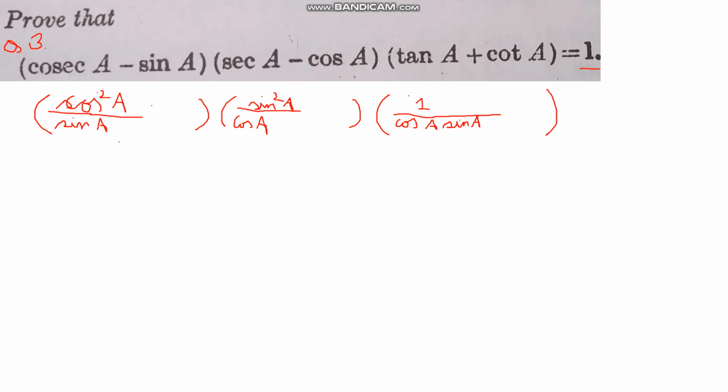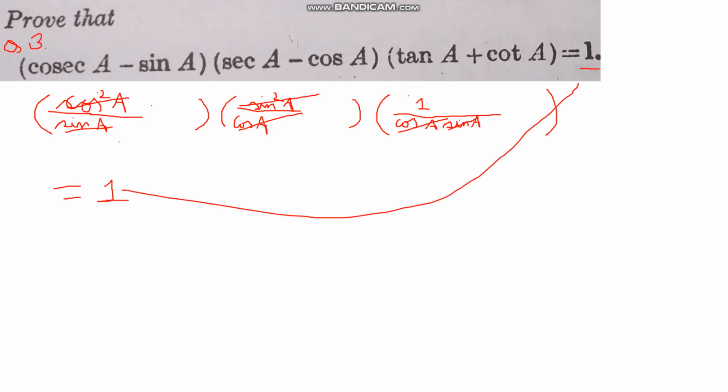Now, multiplying all, we will get sin A, and this sin A cuts with sin square A. This cos A cuts with this cos square A. So our final result is 1, right? Which is equal to our given RHS. So we write hence proved, and this was our last question. Let me write hence proved, then I will discuss.